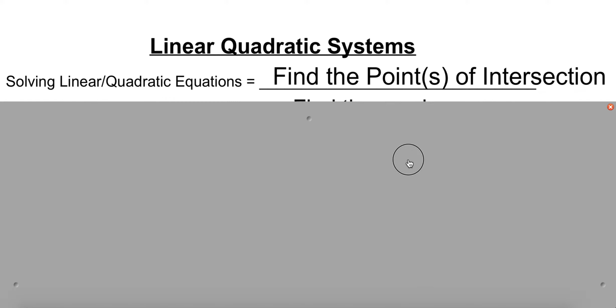Okay, linear quadratic systems. I apologize for not being there today. This is an unplanned absence, but this is not an overly difficult topic because it's something that you have done before. The only difference is instead of doing just linear systems, where we solve where a linear line meets another linear line, so we have points of intersection, we're now looking at linear and quadratic lines.